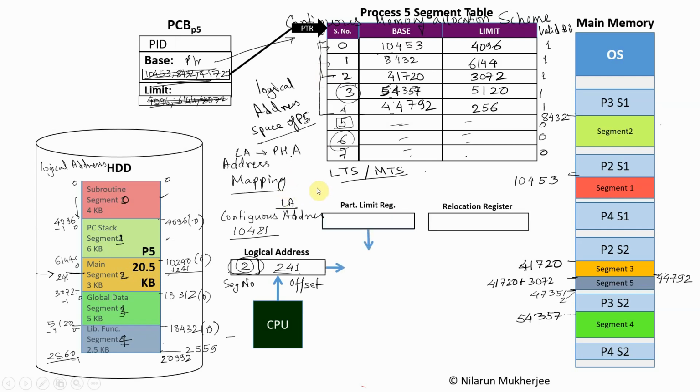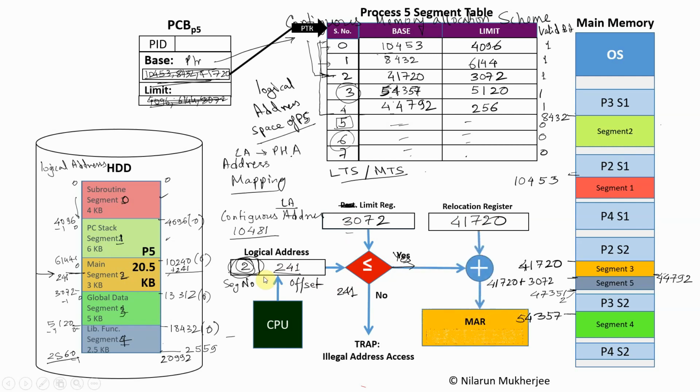So here, the partition size will be the limit register, and as we have found that this entry is being asked in the logical address, we will find this is 3072, and from here we will find this is 41720. So first we need to check whether 241 is less than 3072. Yes. If not, we will have an illegal address trap. Otherwise, if yes, we will add these two.